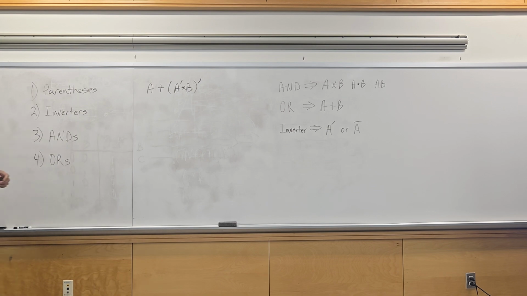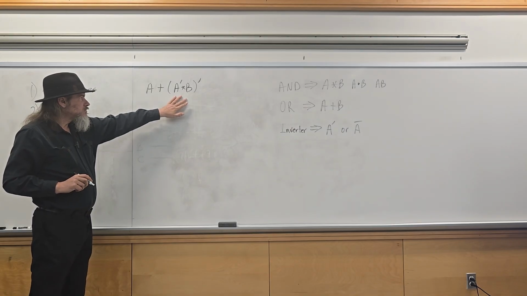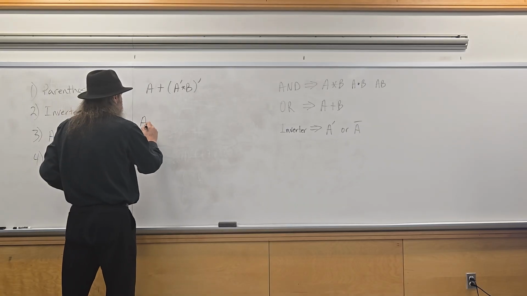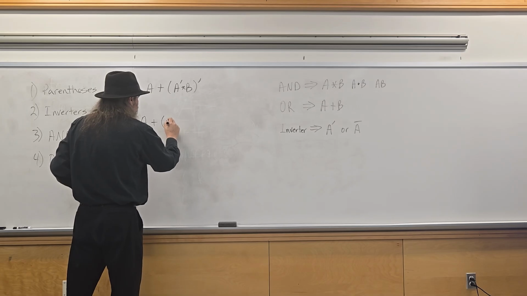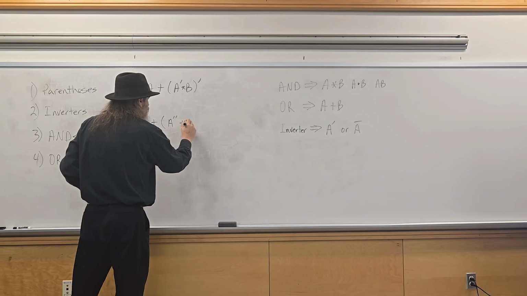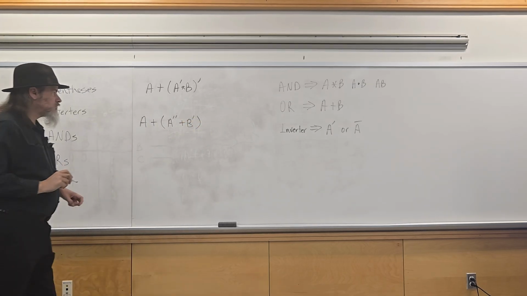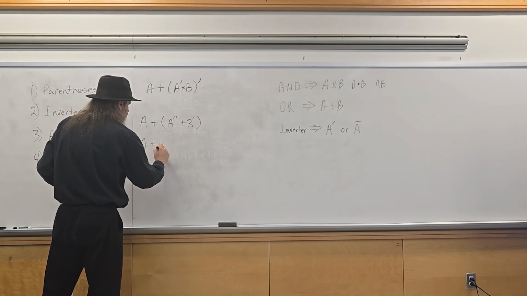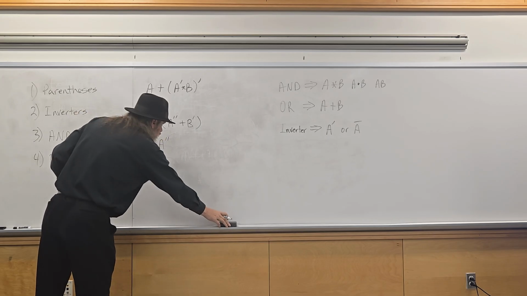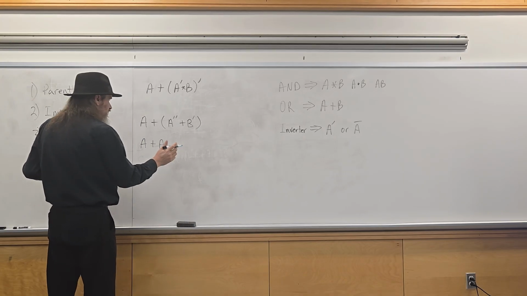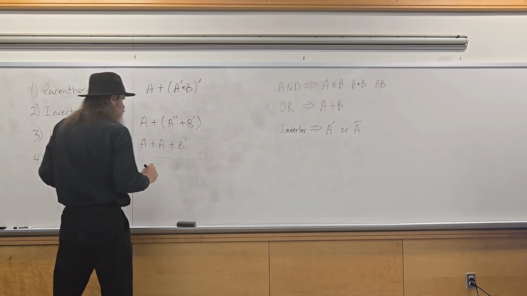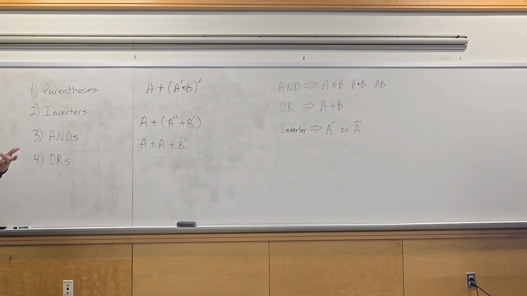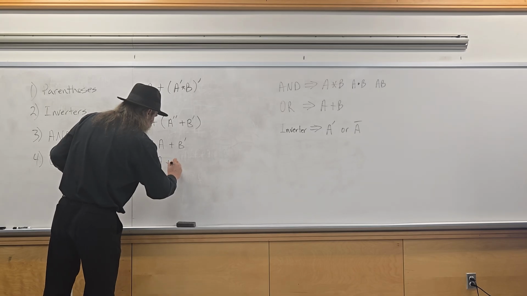Remember De Morgan's law? When you have an expression that's inverted, you can do A plus A prime prime plus B prime, and the double prime here, A plus A prime prime, the A double prime is just A, plus B prime, and A plus A is A. It's just simply A. So you have just A plus B prime.